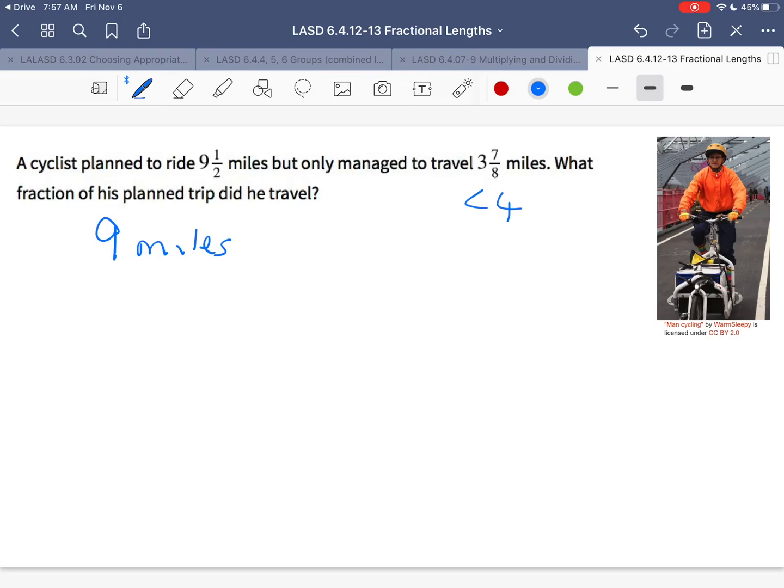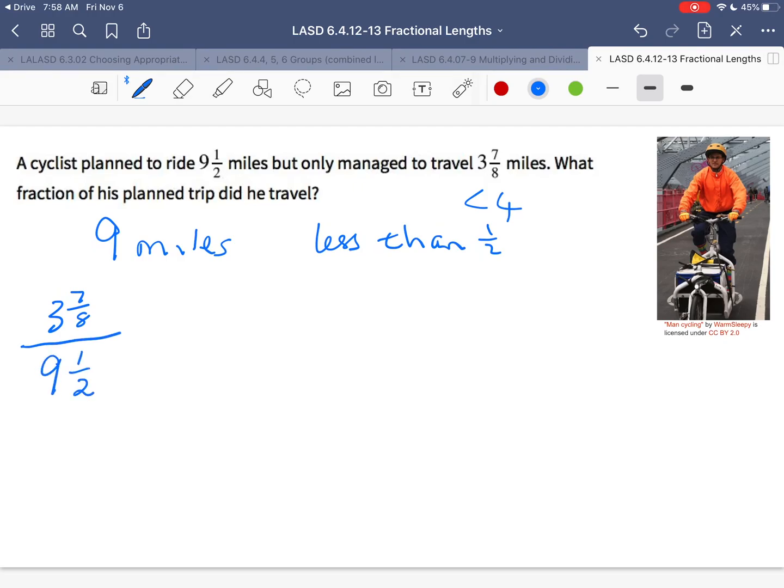So half of 9 is 4.5. So he travelled less than half of his distance that he wanted to travel. So less than half. Just to give me a ballpark figure, so when I get my answer, I'll have an idea if it's reasonable. So he travelled 3 7/8 miles out of 9.5 miles.